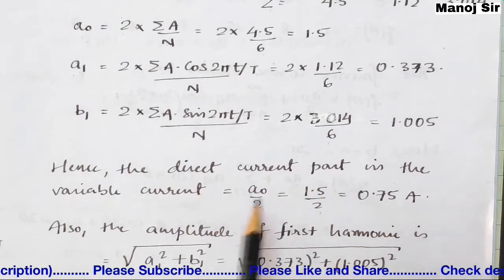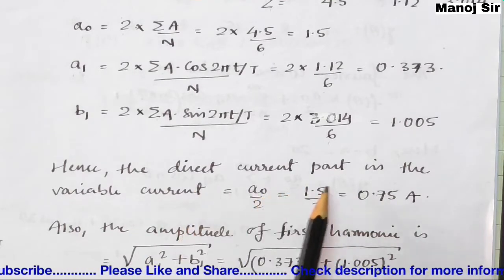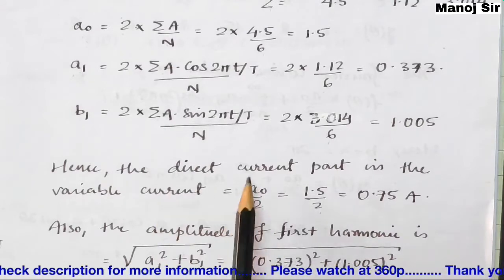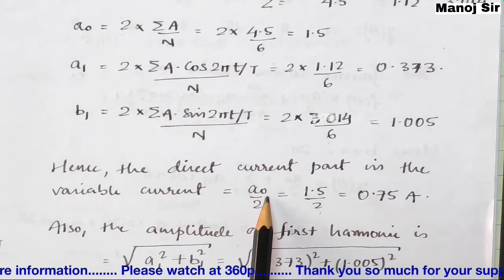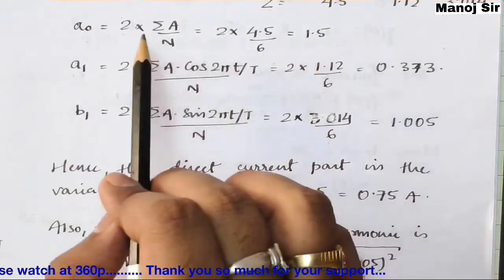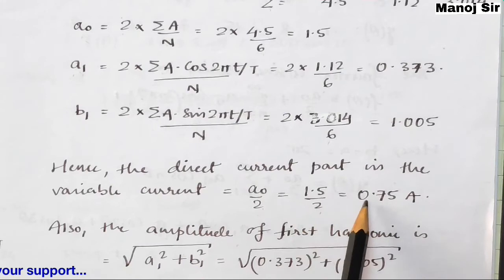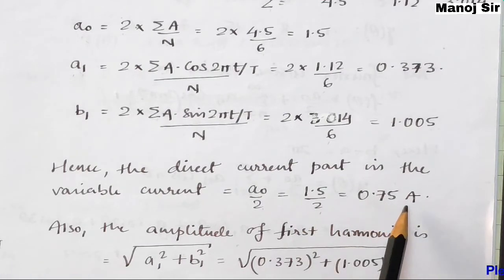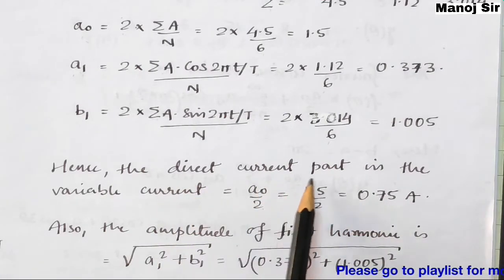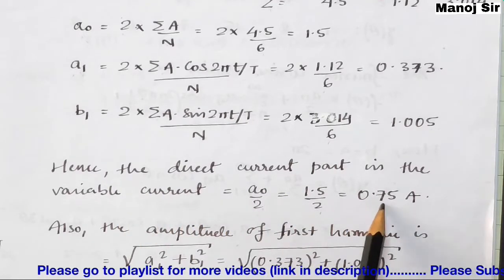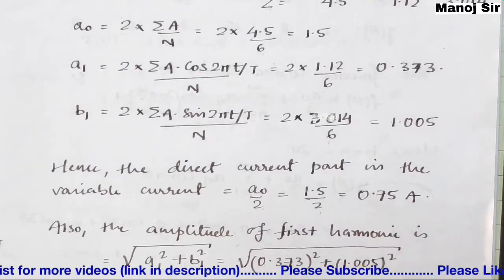Hence we can say that the direct current part in the variable current is a0 upon 2. I have already told you this part is a0 upon 2. What is a0? a0 is 1.5. So a0 upon 2, that is 1.5 upon 2, is 0.75 ampere. Hence the direct current part in the variable current, a0 upon 2, equals 0.75 ampere, and this is what we wanted to prove.